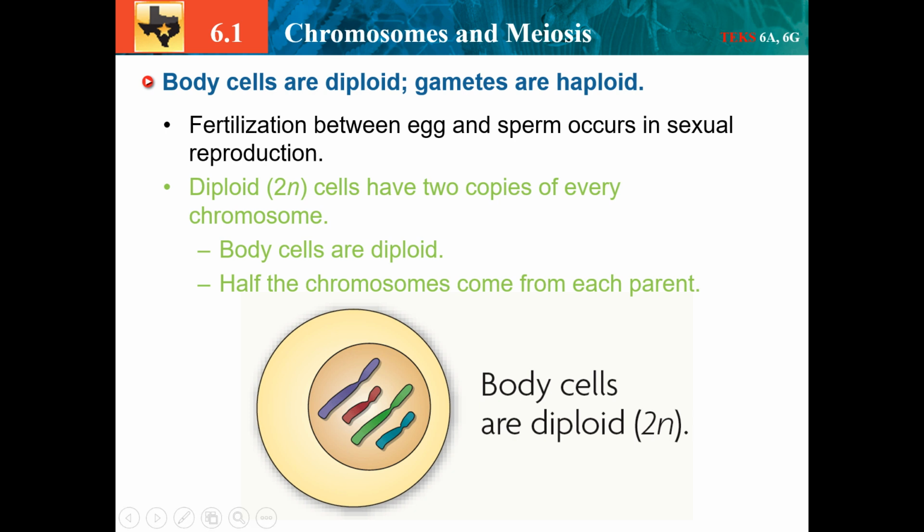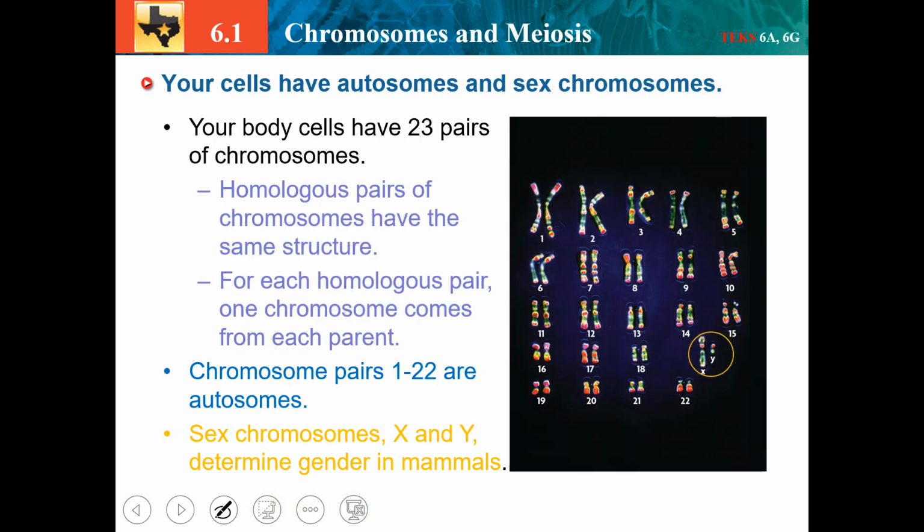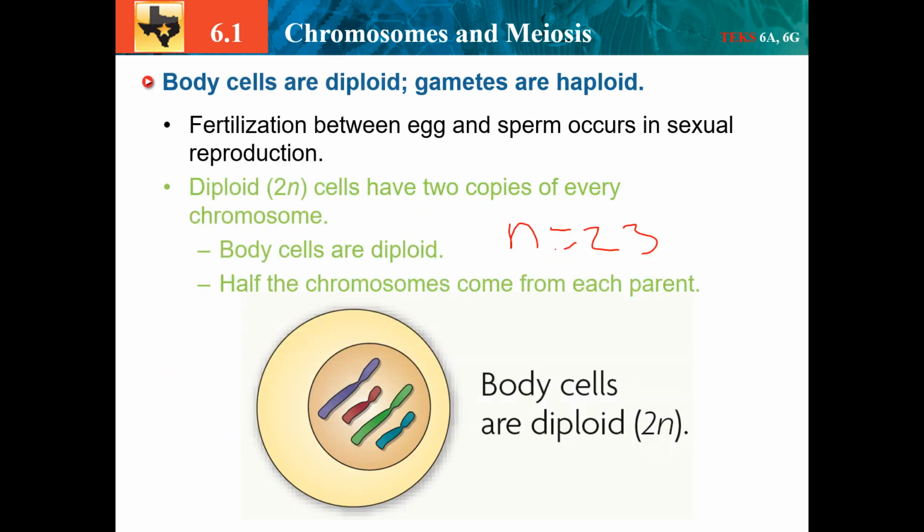I had said that the body cells have 2 pairs of chromosomes, and the fancy word for that is diploid. Whenever there's the idea of N, N refers to 23 chromosomes. When we refer to 23, that's N. But whenever you have 2 copies of a chromosome, you call it 2N, or diploid.